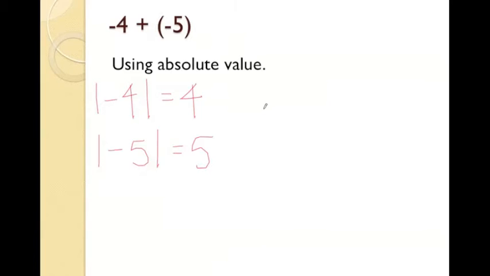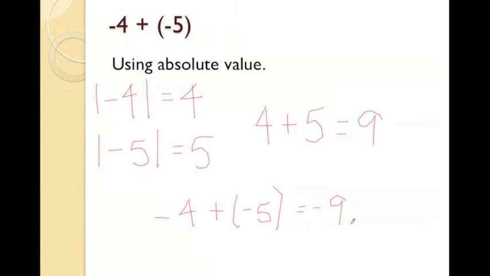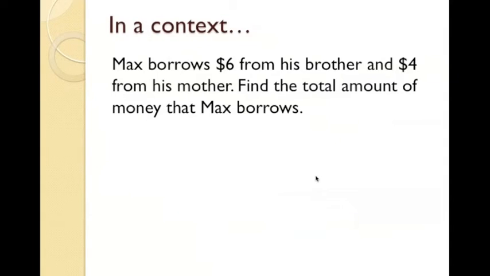Now I'm going to find the sum of my absolute values. 4 plus 5 equals 9. And then I'm going to use the sign of the integers I was given to write my answer. So negative 4 plus negative 5 equals negative 9. Now when you're doing your independent practice later, you can use any model you want. You can use the counters, you can use number lines, you can use absolute value, and just use the rules for adding integers.